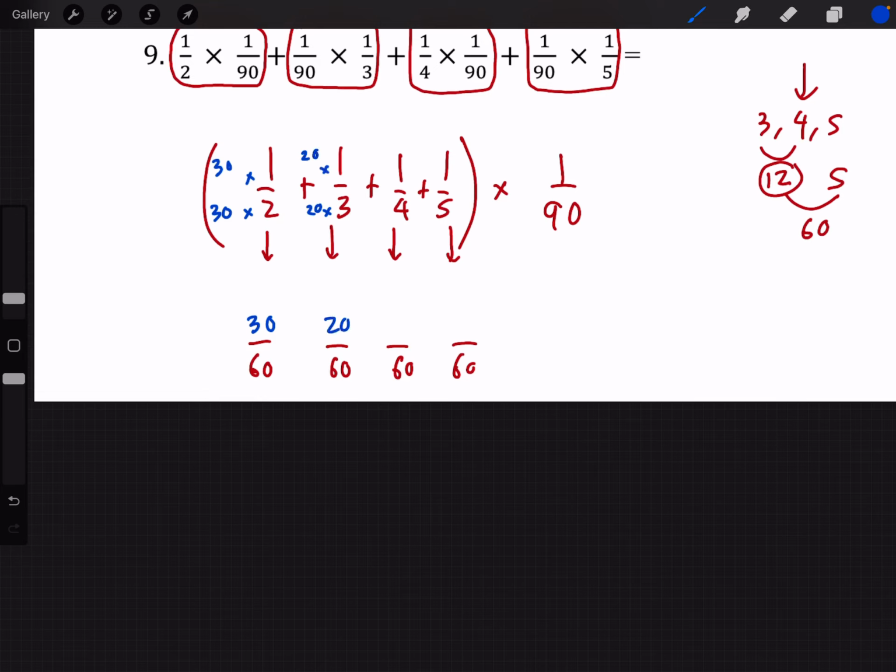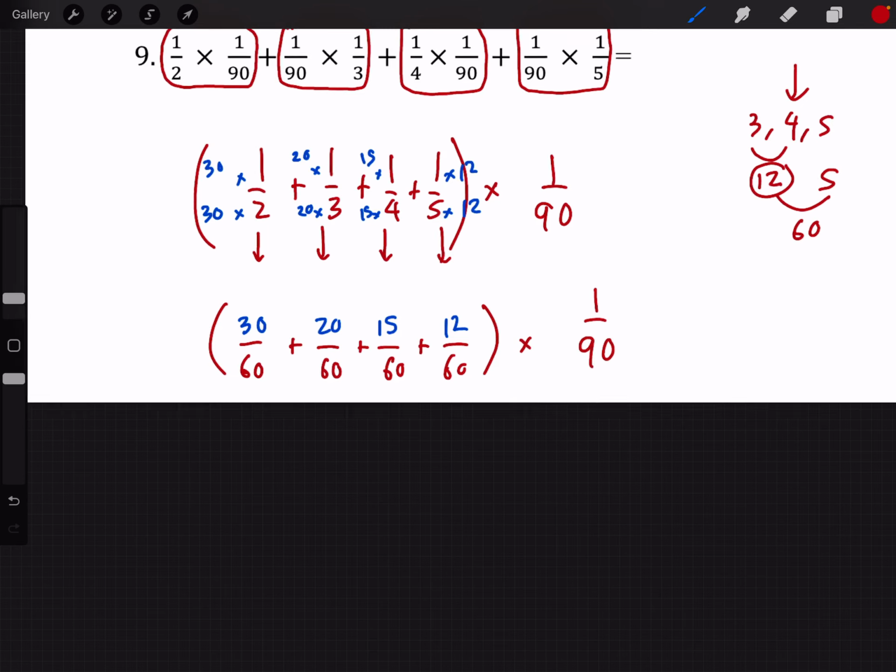4 times 15, so the top must also be 15. 5 times 12 gives you 60, so also times 12. Okay, so you get 12 there. And obviously everything in the middle must be plus. And then once you do that, you've got to times it by 1 over 90 because of the quick method.